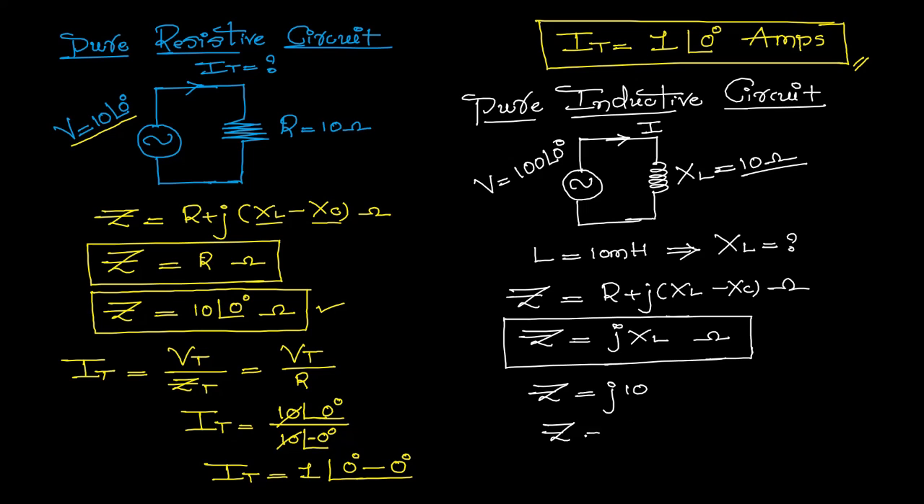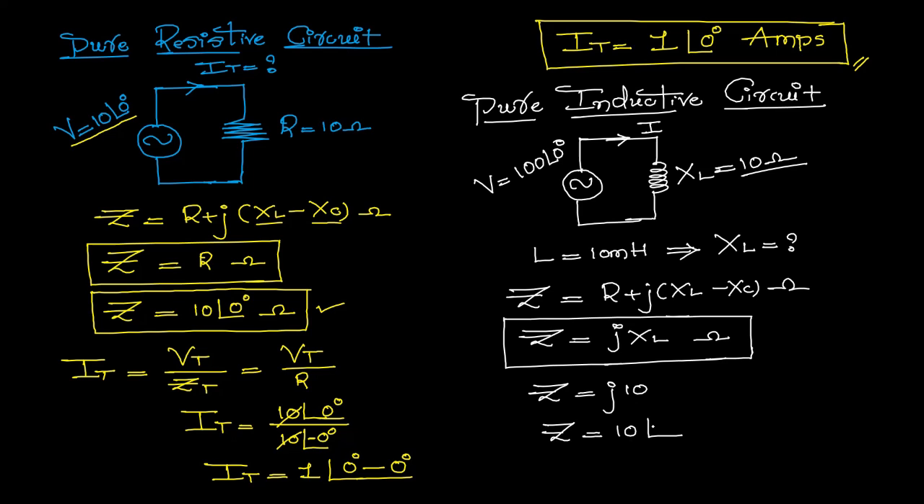Now Z is equal to 10. Here j means plus 90 degrees. You know about the j operator concept. Okay, instead of j, we can directly place the value of plus 90 degrees. For example, if suppose you are having minus j, then you can directly place minus 90 degrees.